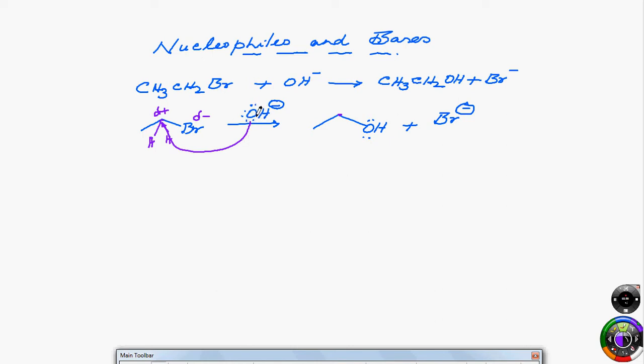Thus OH minus is a species which donates a pair of electrons to positively charged carbon to form a new bond. And that species therefore is called a nucleophile.